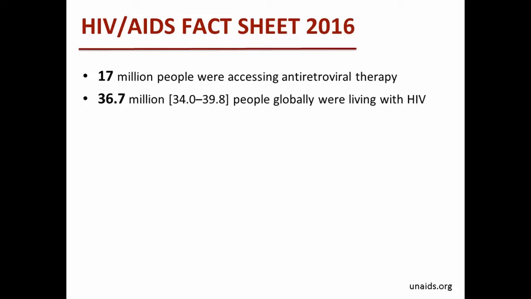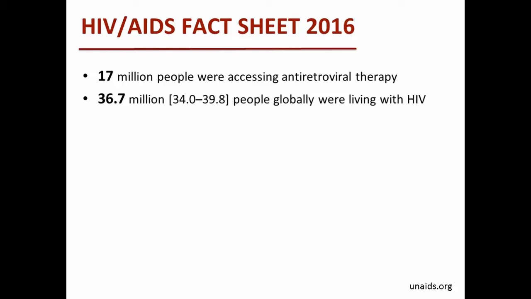Which are the most important facts in the field of HIV infection today? Well, the good news is that there are 17 million people who can access antiretroviral therapy, and most of them, actually more than 90%, have very good results from the therapeutic point of view, and they have the viral load completely suppressed, so you do not find the virus in the plasma anymore.